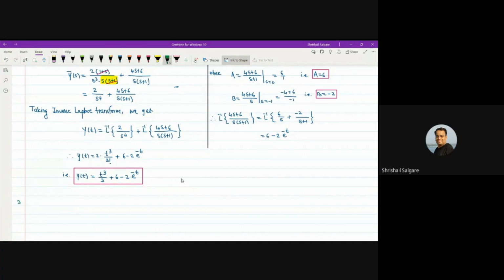Third example. Solve y double dash t, that is d2y by dt square, plus y of t is equal to t, and it is given that the initial conditions y dash of 0 is equal to 1 and y of pi is given as 0, by using Laplace transform.